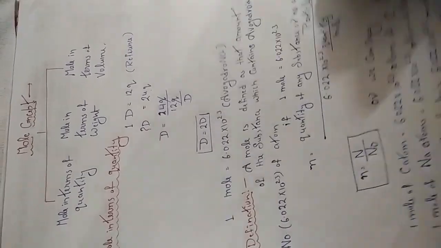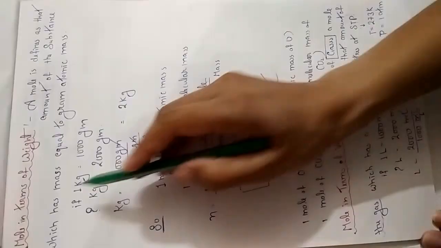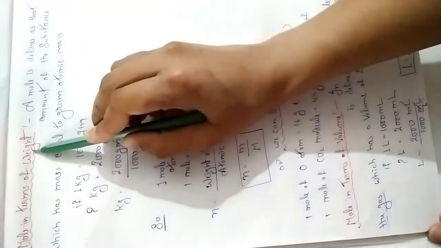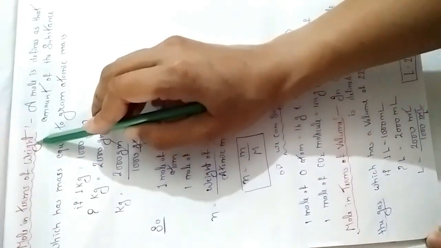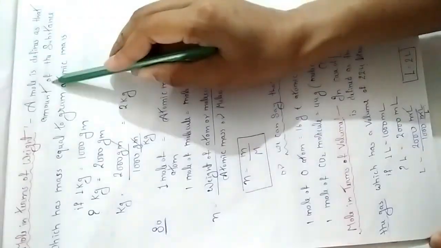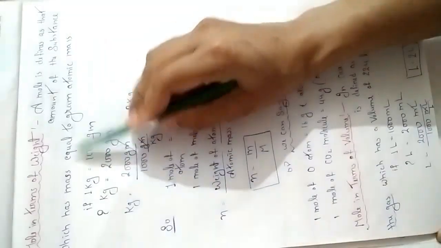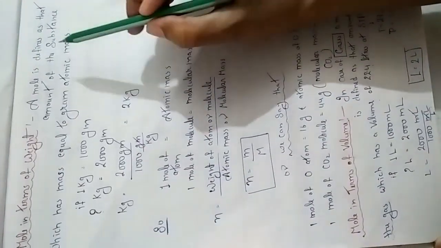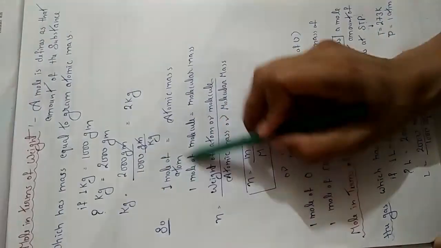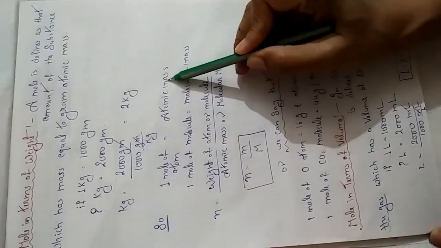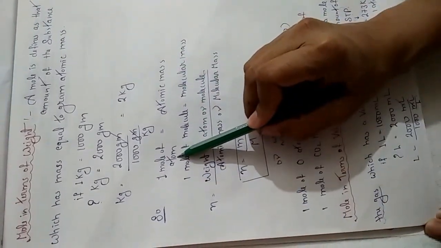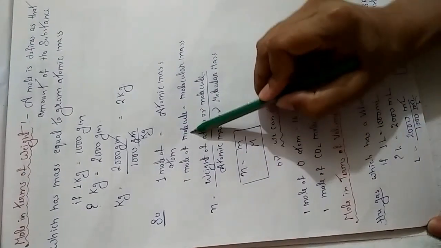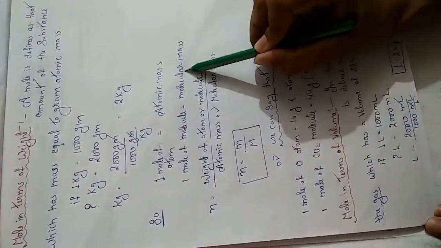Clear, student? So the next topic is mole in terms of weight. Clear? What is the definition? A mole is defined as that amount of the substance which has mass equal to the gram atomic mass. 1 mole of any substance equals its atomic mass when we talk about atoms. And when we are talking about molecules, then it will be equal to the molecular mass.